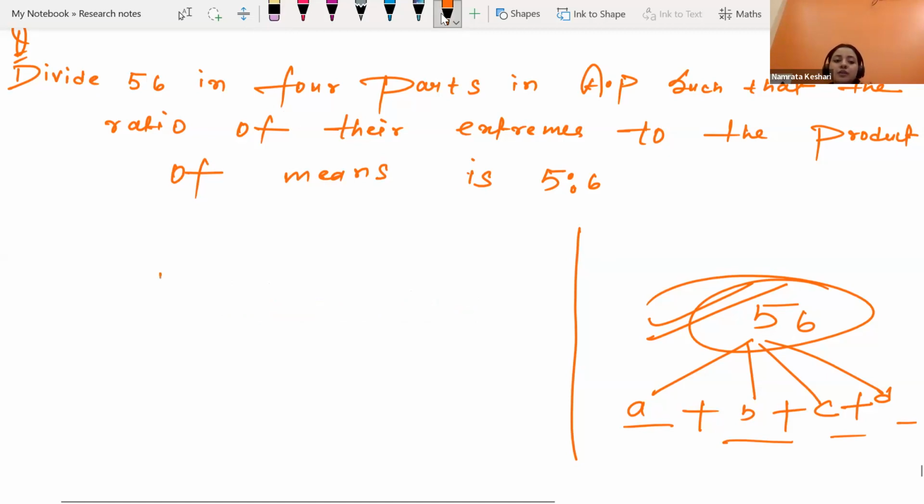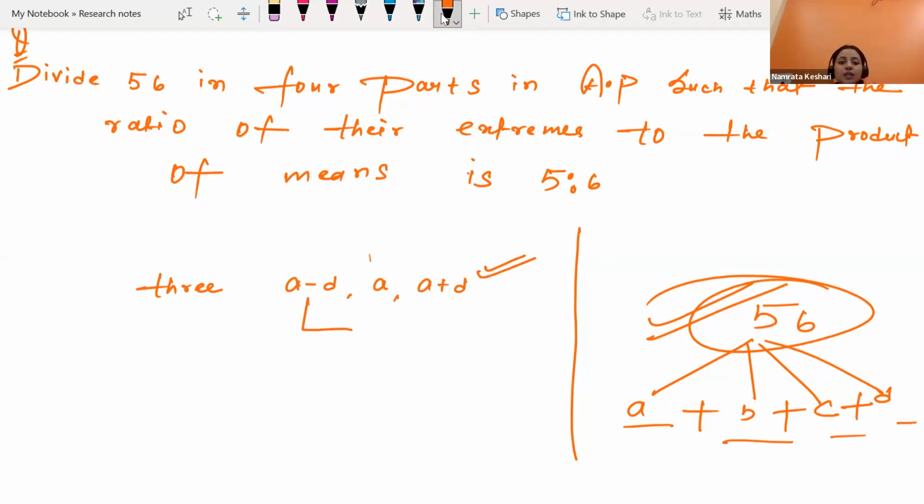When it says 3 terms, we will take the AP like this: one term A, the previous term A minus D, and the next term A plus D. If we take 3 terms in this manner, it is still in AP. If you want to check, take the second term minus the first term. Here the common difference you will get is A minus (A minus D), which is D. Even if the common difference is 2D or 3D, whatever, the differences have to be the same.